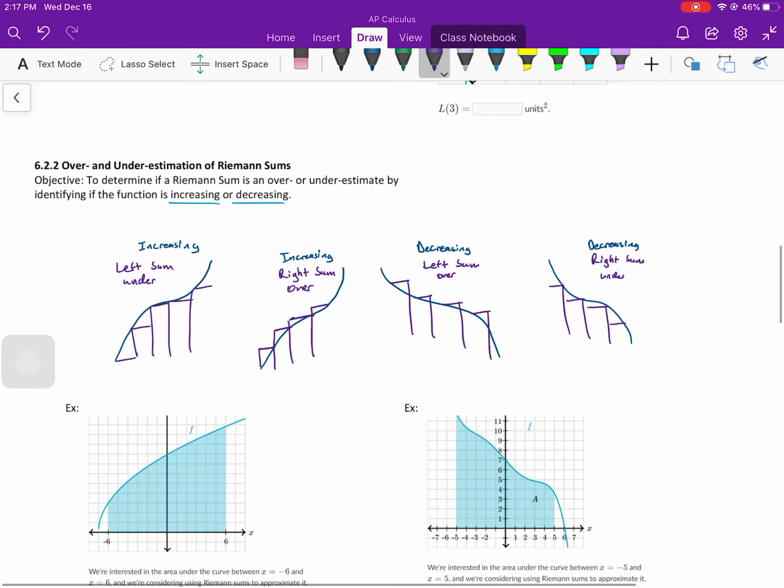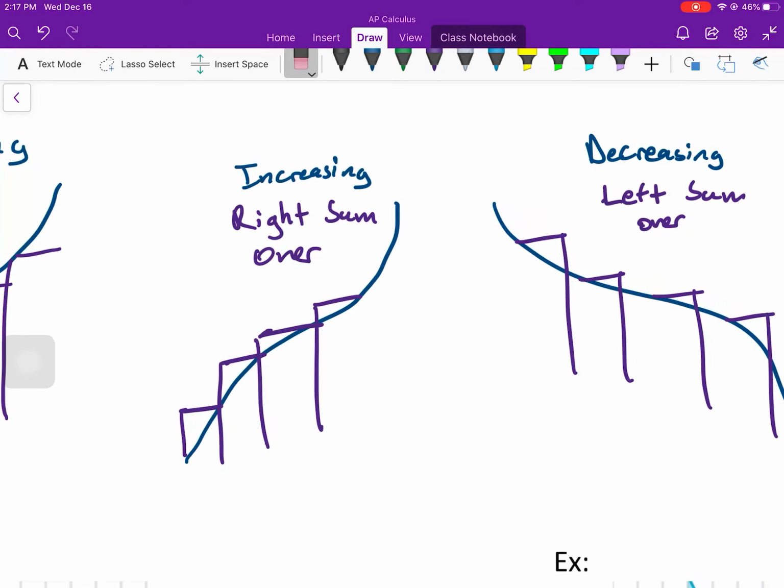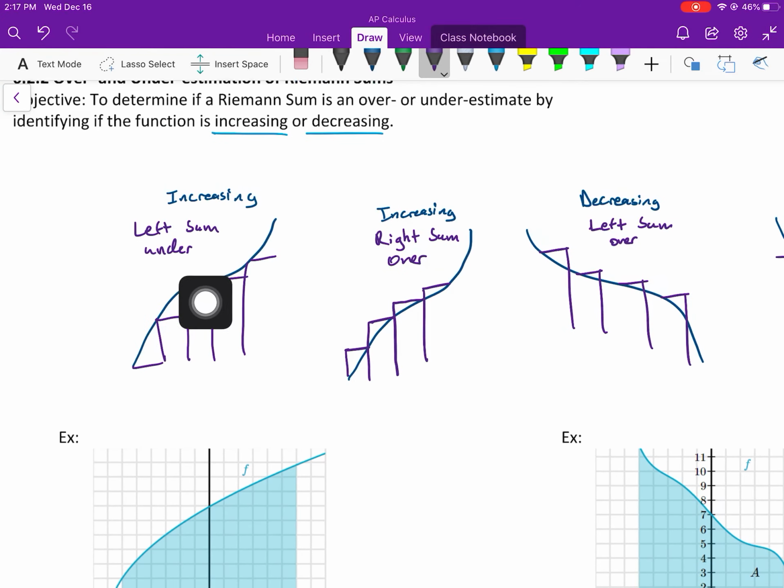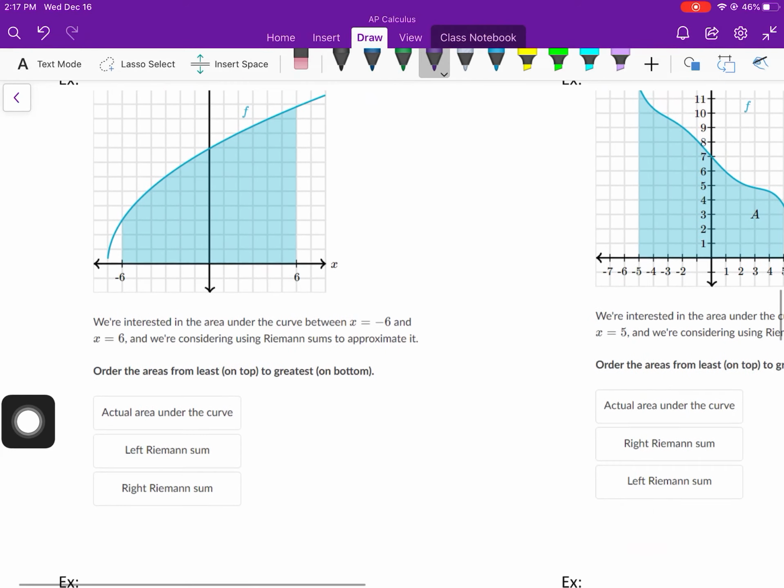So increasing or decreasing is what's going to help us realize whether our left or right Riemann sum is an over or under approximation. What I recommend is that whenever you get to the algebra or a table or things like that, picture it and draw it. It really helps to come back to the drawing. You can always quickly draw and try to determine, hey, is our function increasing or decreasing? And if you forget, draw an increasing function and then draw a left sum or a right sum and see if it's an under or over.